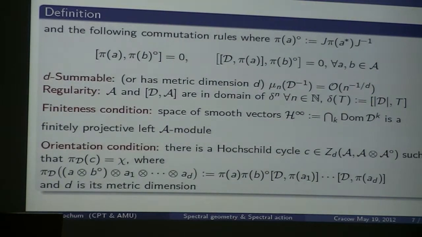Why? Because if D is a Dirac operator, it's matrix valued, while its absolute value is only a scalar operator. So it's better to work with D or the absolute value of D or D squared, because it's simpler. And then you have two other axioms. I don't want to enter into the details.